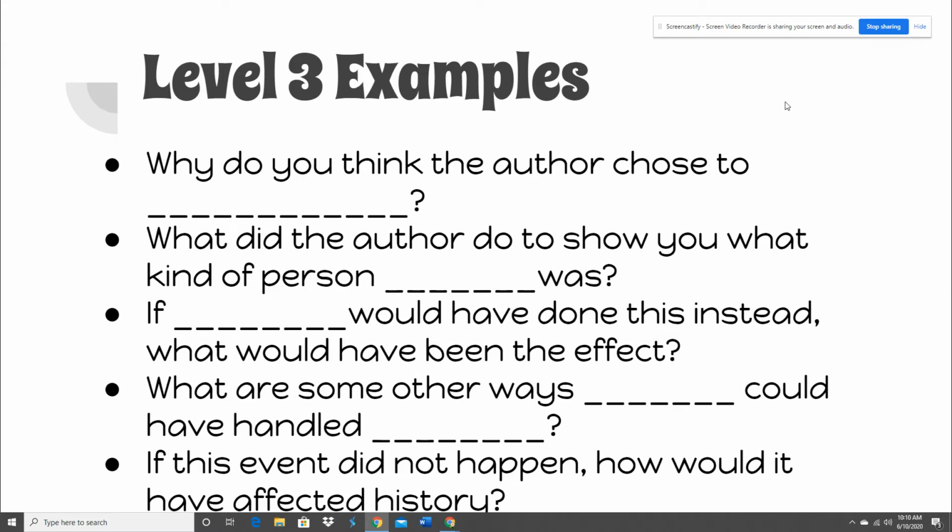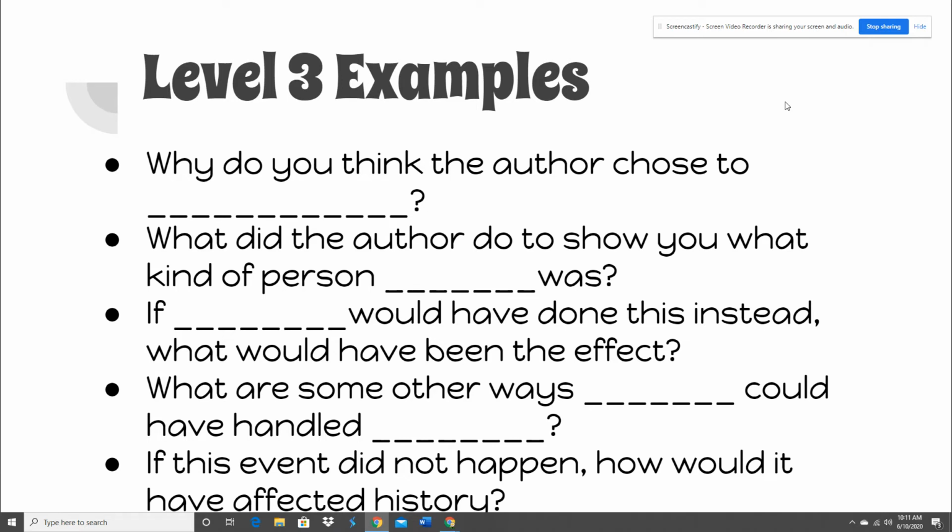If blank would have done this instead, what would have been the effect? If Japan had never bombed the United States, what would have been the effect on the United States in World War II? And again, you don't have to utilize one of these. I could even say something like, would the United States have ever joined World War II if not for the bombing of Pearl Harbor? That sounds like a yes or no question, but the idea is that I go into detail about why or why not I believe that they would or would not.